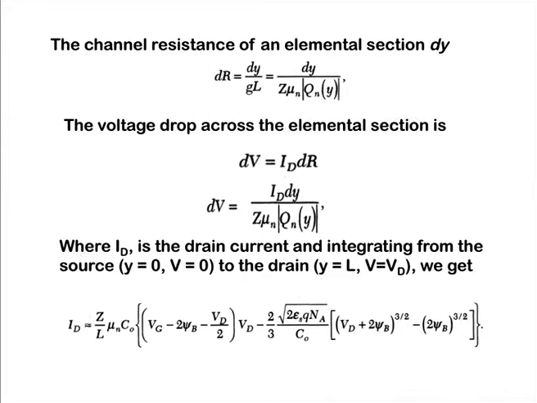Now if we integrate this equation from y equal to 0 at the source, where the applied voltage is 0, to the drain, y equal to L, where the applied voltage at the drain is Vd, we will get the drain current. The drain current depends on the gate voltage and also on the drain voltage. By using this equation we can calculate our output characteristics.